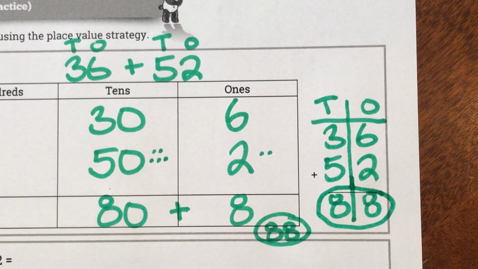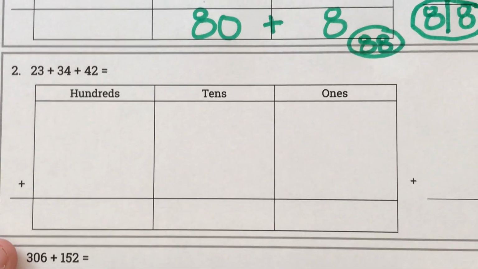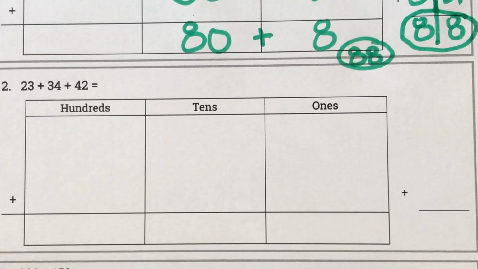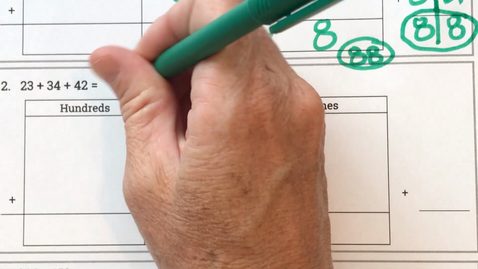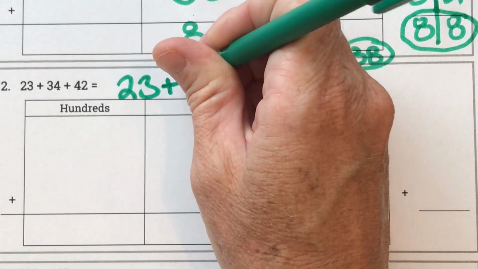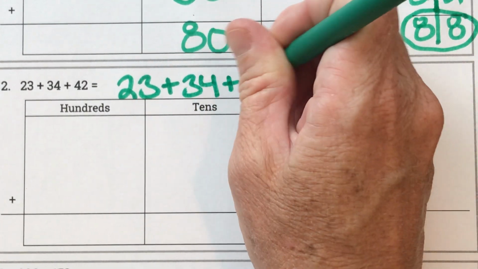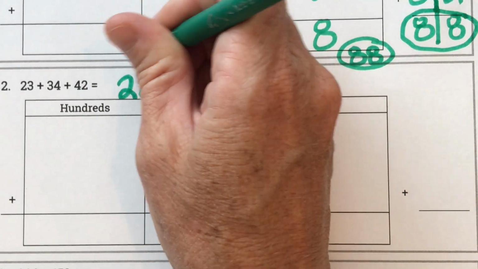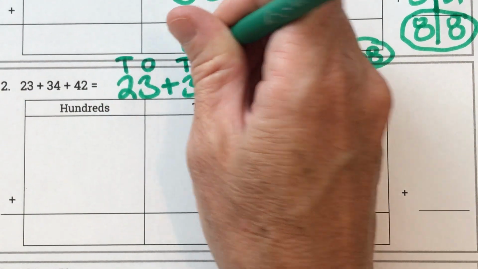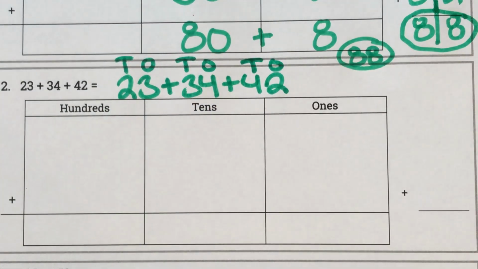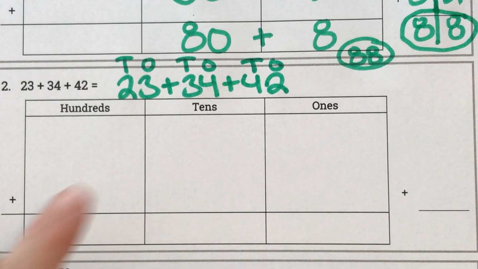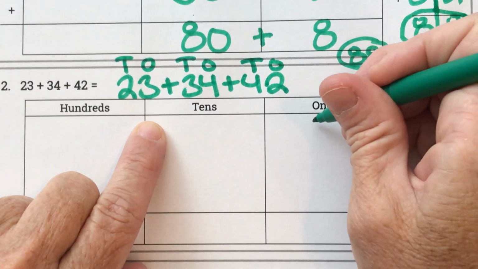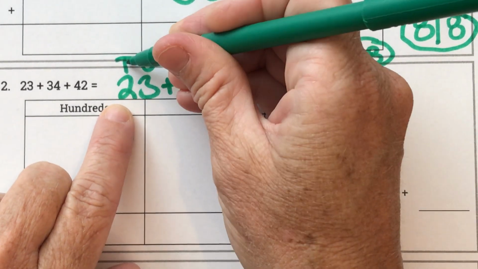Okay, let's go on to number 2. We have 3 add-ins this time. So let's start by writing it. So we could put our place values on top. So we have ones, tens, ones, tens, ones, tens. Okay, our first add-in has 3 ones and 2 tens.